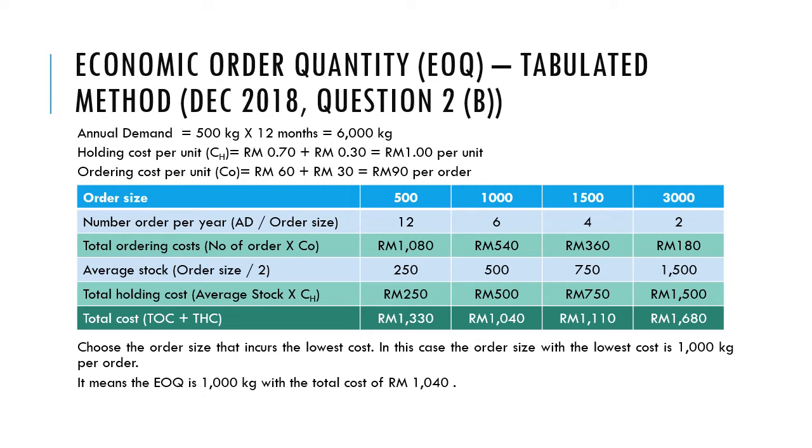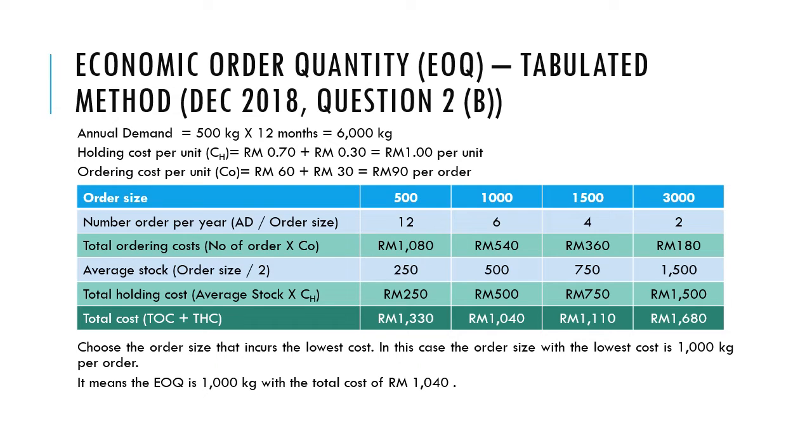For the holding cost per unit, you simply add the two individual costs. You should get 1 ringgit per unit. And the ordering cost is 90 ringgit per order. So you need to calculate total ordering cost, and we need to calculate total holding cost so that we can get the total cost. Total cost is total ordering cost plus total holding cost.